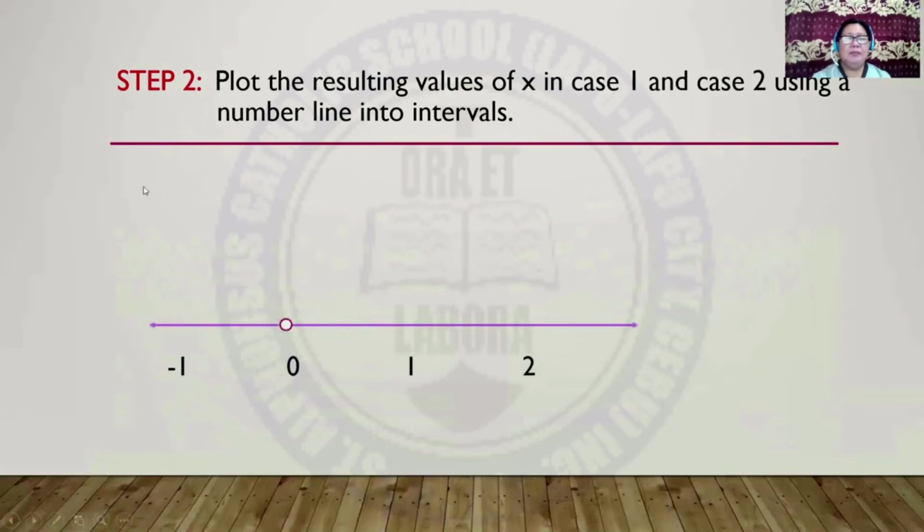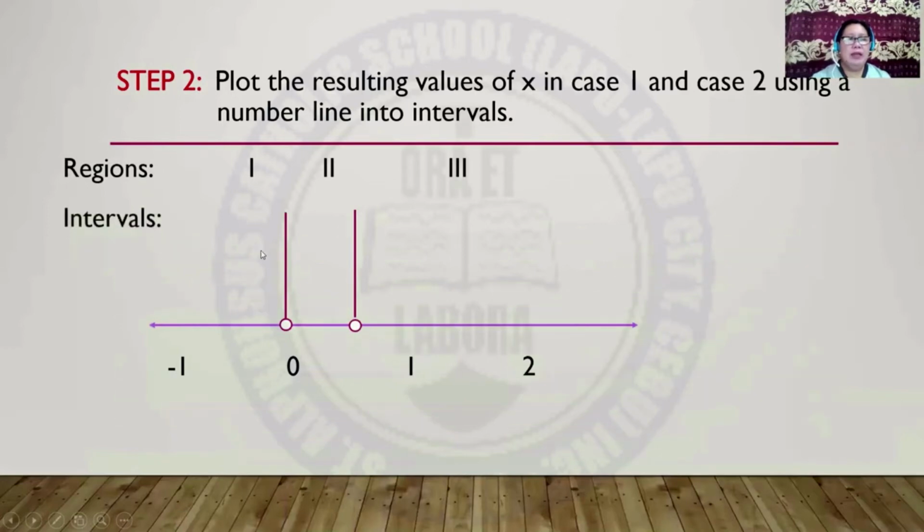And plotting the open dot, this is 0 because x is not equal to 0, so we're using an open dot. And 1/2, for x is greater than 1/2, so this is an open circle or open dot. And x is also less than 1/2. And divide the regions into 3. So this is region 1, region 2, region 3.